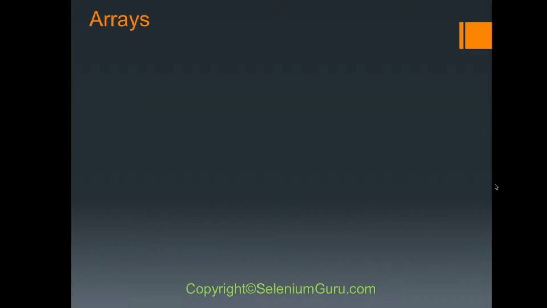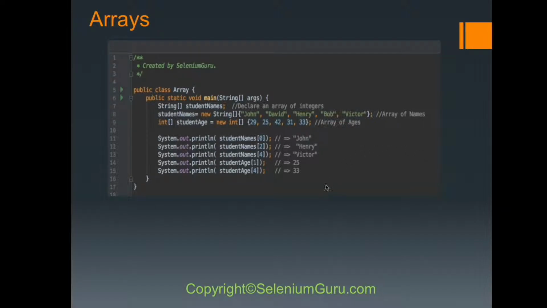Now let's look at the code, and how you can create an array. I've got this array class, the main class here, and I've got this string array. How do you do that? You first type String and then a square bracket, which means you're creating an array. Here I've got studentNames, equal to new String, so I'm creating a string array with John, David, Henry, Bob, Victor. This is my array of names.